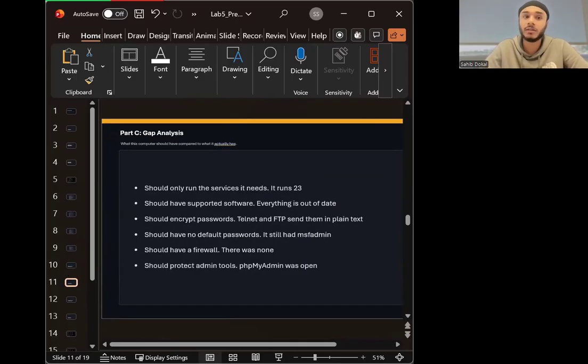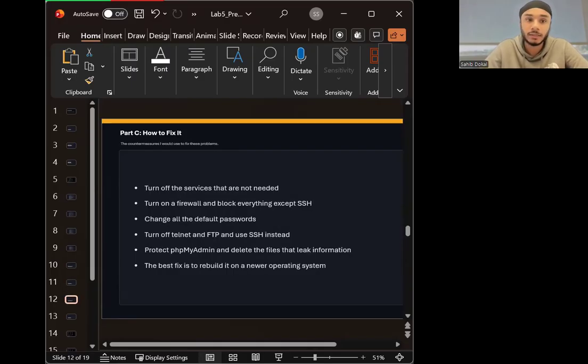Gap analysis. The gap analysis compared what the system should have versus what it actually had. The machine was running too many unnecessary services, outdated software, default passwords, no firewall, and exposed admin tools. These security gaps increased very significantly as we went on with the testing.